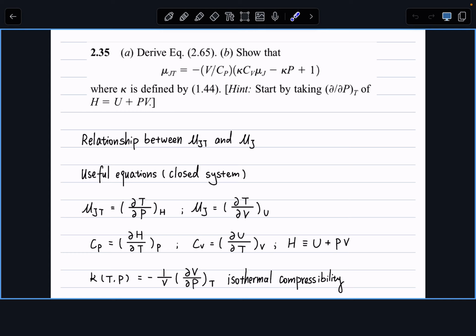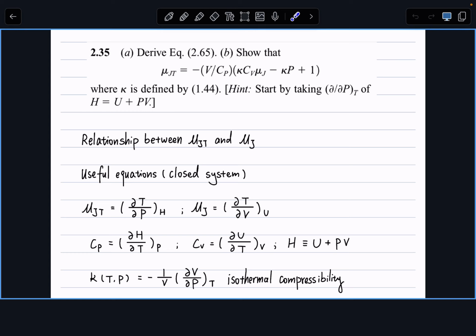dV over dP on the left-hand side, this one? This one? Okay, so it's change of pressure over change of pressure. And the change of pressure and change of pressure will cancel out to be 1. And you end up with only one volume.